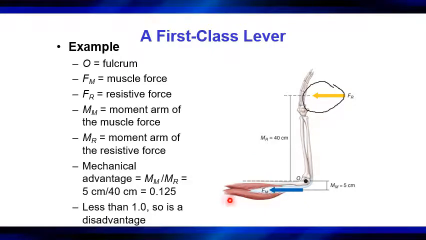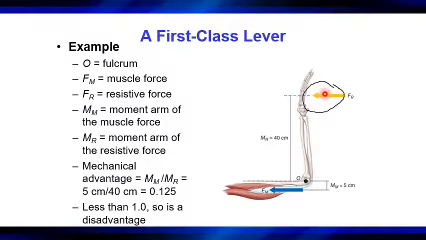This one is at a disadvantage because the mechanical advantage is less than 1, because the length of the force arm is shorter. So what does this mean? We have to apply more force in order to extend this weight. So we're actually at a disadvantage force-wise when we're looking at this.